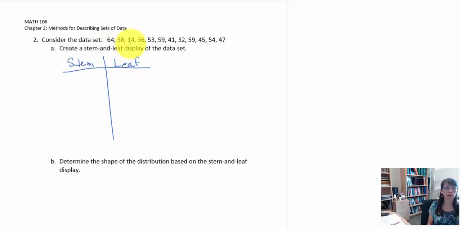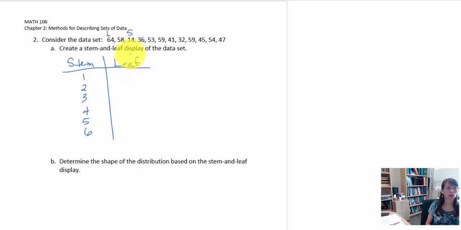So if we scan the numbers, I really want to identify the largest and the smallest numbers first. That will tell me which stems are needed in this stem and leaf display. If I scan across, then 64 is going to be the largest number in the set, and it looks like 14 is the smallest. Since 1 is the leftmost digit, my smallest stem will be 1. 64 is the largest number, that means 6 will be the largest stem. I need to include numbers from 1 to 6. So those are my stems.